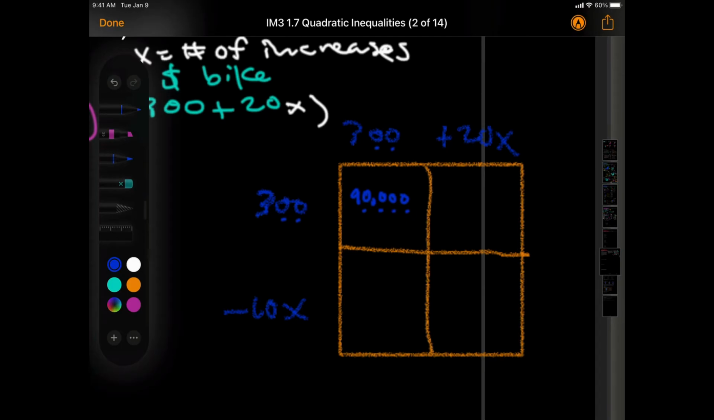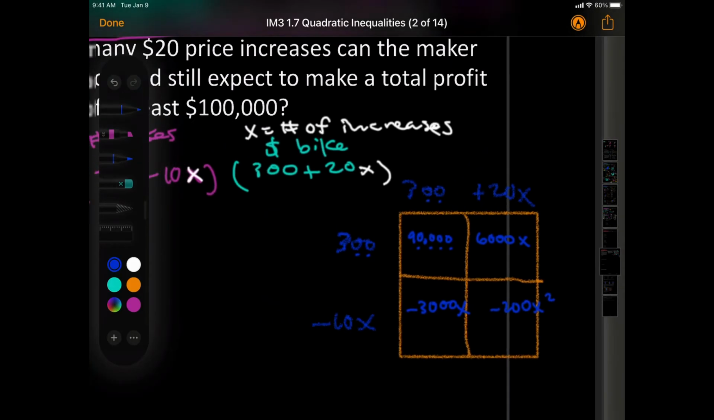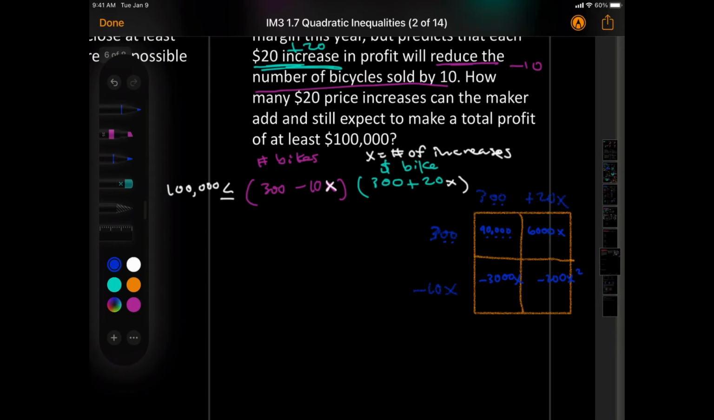300 times 20x is just 3 times 2, so that's 6. And how many zeros do we have? 3 of them. So that'll become 6,000x. 300 times negative 10x is negative 1 times 3, which is negative 3, and there are 3 zeros. So that becomes negative 3,000x. And then this will become negative 200x squared. Okay, so when I multiply all of those, I'm going to get negative 200x squared.